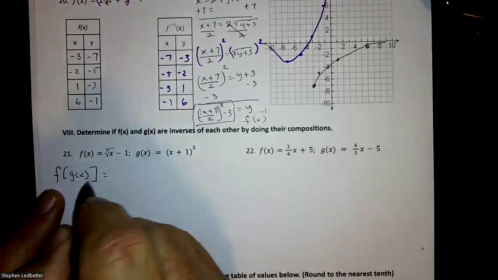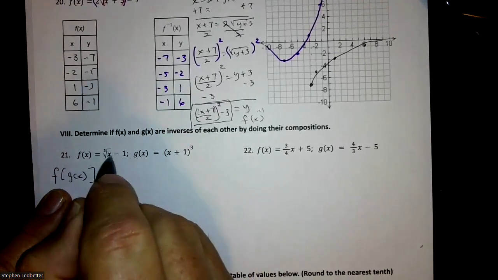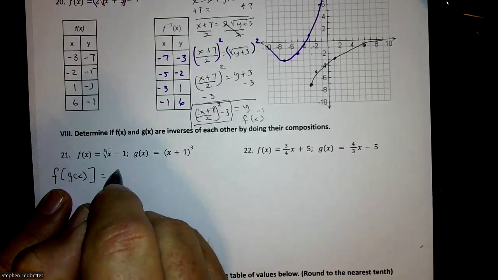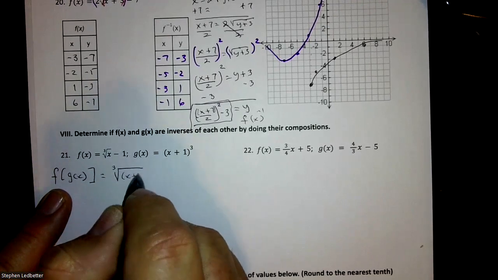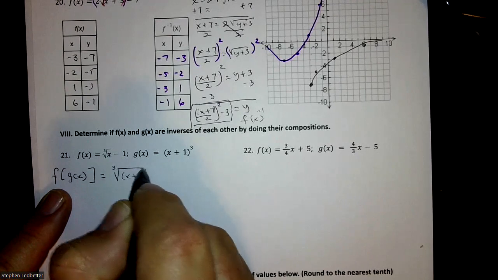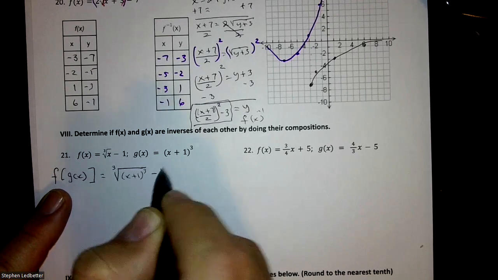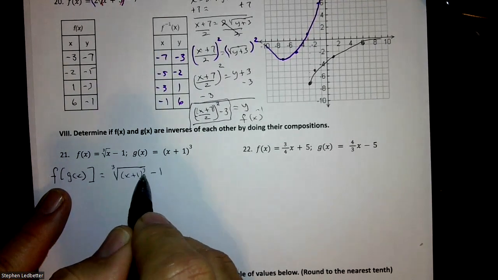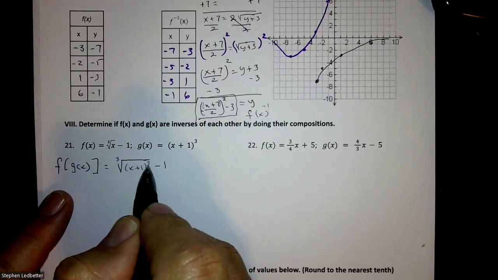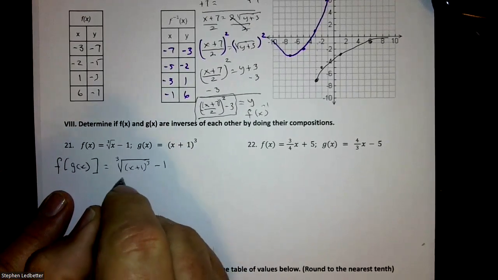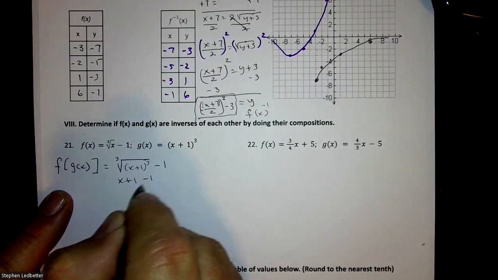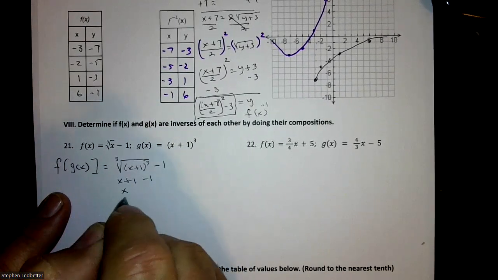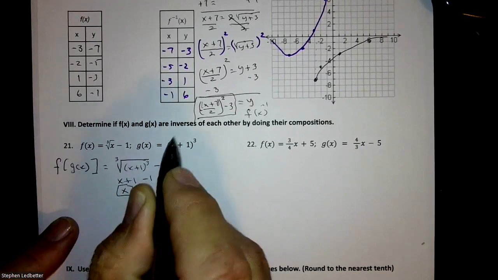So my g of x is going to go inside here. This is this cube root, and I'll put this in here. And then I subtract 1. So remember, this is a cube root, that's a cube, and so they cancel each other out. So this would be x plus 1, and we have a -1. So x minus 1, so that equals x. So the first one's x.